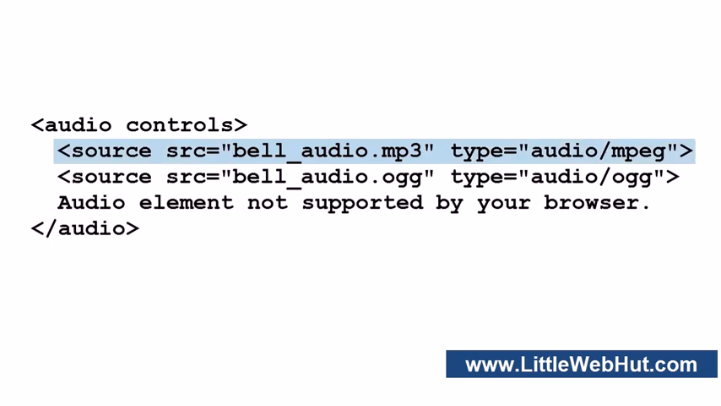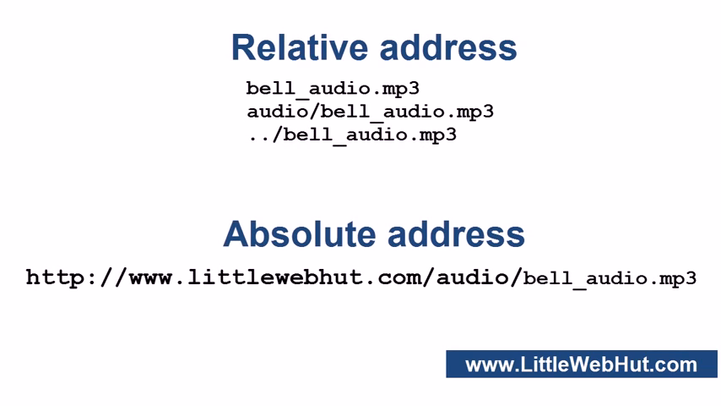Let's take a look at the source element. The source element does not have an end tag. The audio file URL is specified by using the source attribute. Here you can use a relative or an absolute address. Here are some examples of relative addresses. This one can be used if the audio file is in the same directory as the HTML document. This audio file is in a subdirectory, and this one is located one level up. Here is an example of an absolute address.